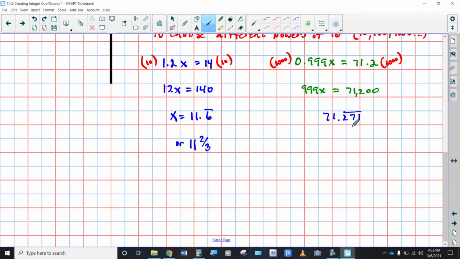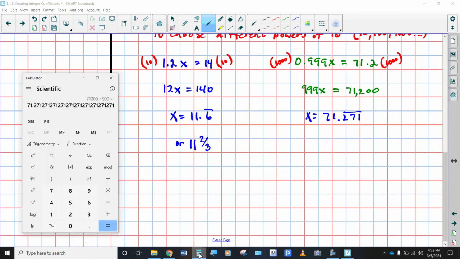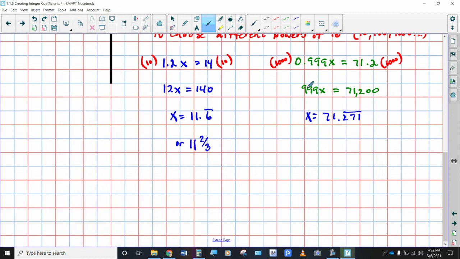71.271 with that repeating, and I don't even know what the fraction is for that. So we'll just leave it how it is. Did I get that right? 71 point, yeah. Isn't that interesting? There's a pattern there when you divide by all nines in your answer. Kind of an interesting repeating pattern.